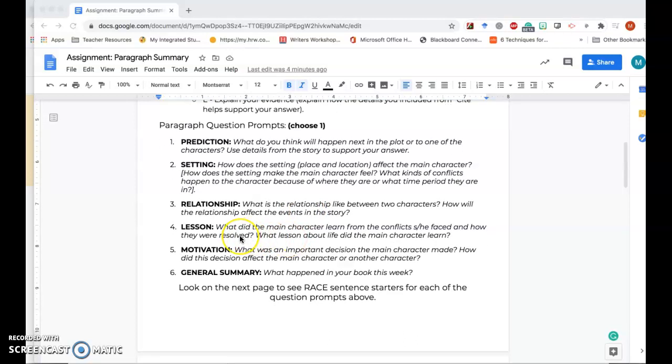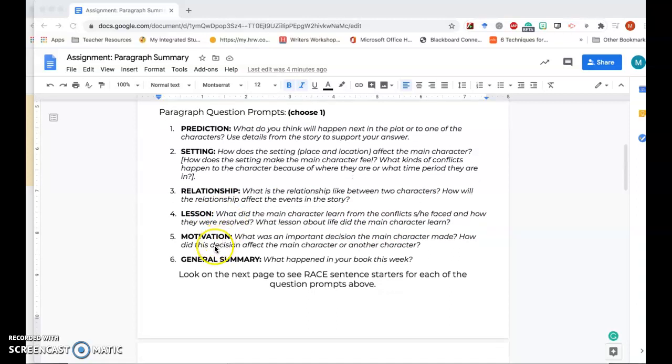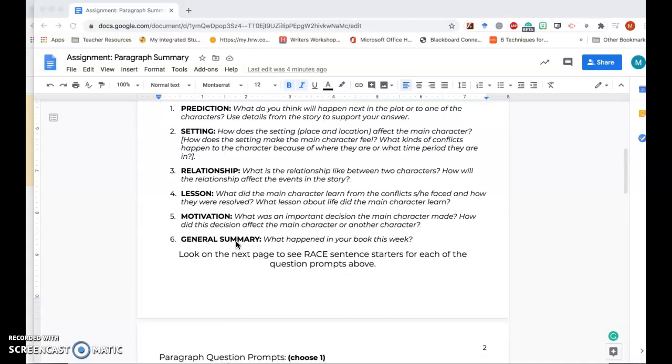For option 4, it says, what did the main character learn from the conflicts she or he faced, and how were they resolved? What lessons about life did the main character learn? You might not be able to answer this question until you go to the end of your book. Question option 5 says, what was an important decision the main character made, and how did this decision affect the main character or another character? So why did they do something? What motivated them to do something?